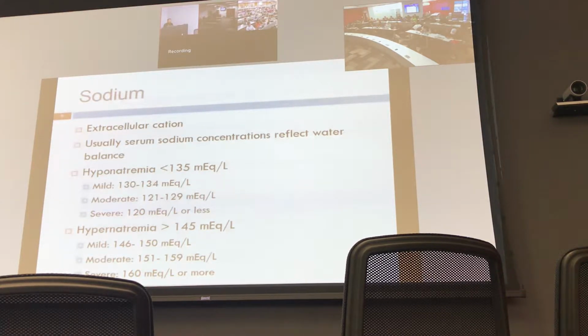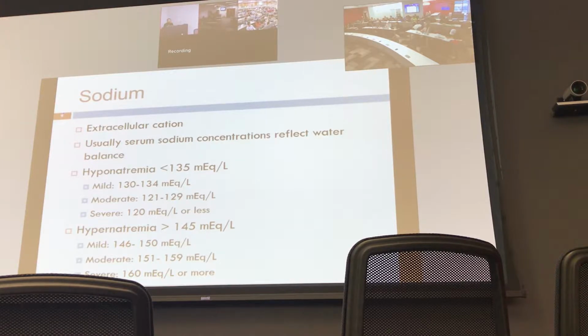Hypernatremia, the most common cause, particularly in elderly patients, debilitated patients, nursing home patients, is dehydration, because they're not able to ask for water or they're not able to respond to their own thirst reflex, so they're not able to get up and get out of bed and get their own water. So the sodium concentrates because of the loss of free water.